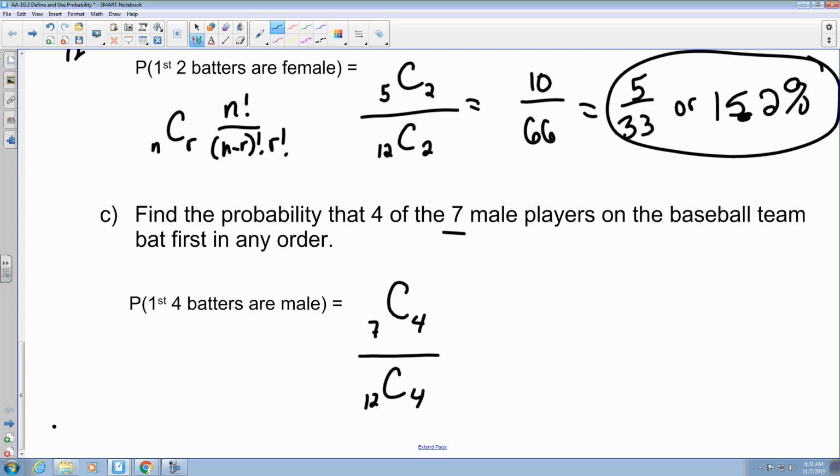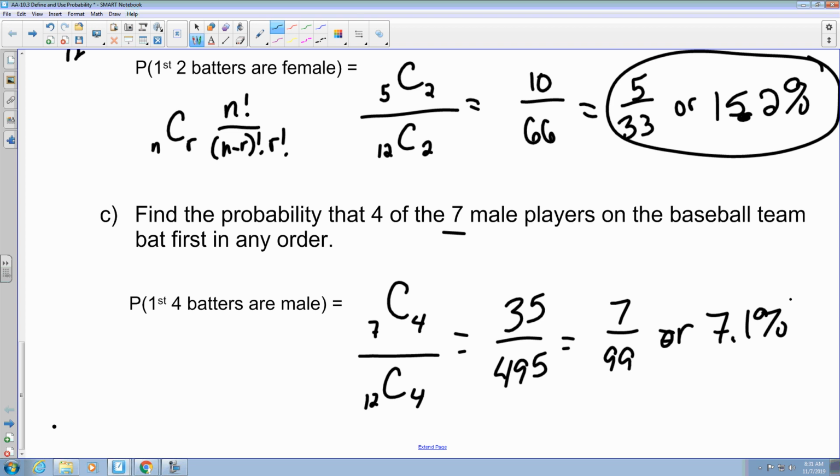So 7C4 is going to be 35 favorable outcomes divided by 12C4, which is 495 outcomes. So 35 divided by 495. If I reduce that, it's going to be 7 over 99, or about 7.1%.